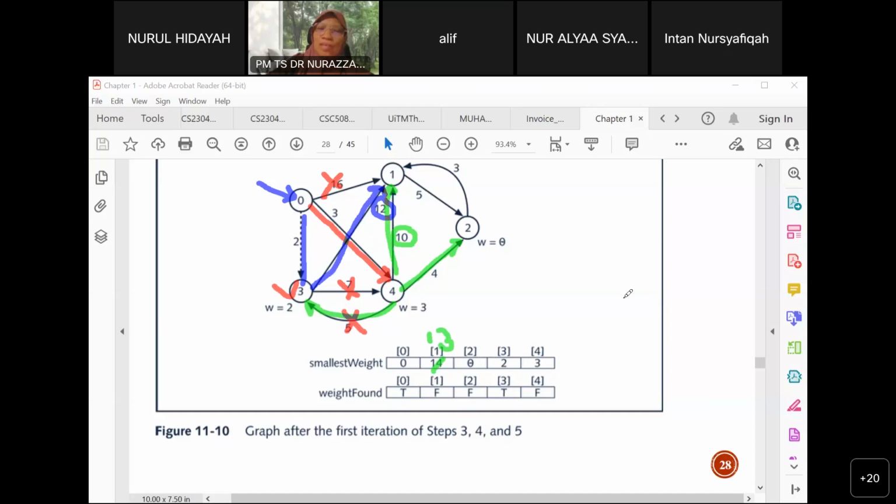Okay, and then to go to vertex 2. Sorry, that was vertex 1. Vertex 2 does not exist yet earlier. So to go from vertex 0, vertex 4, to vertex 2, what is the total? 7, right? This 3 plus 4 is 7. So we can update the table. To go to vertex 2, we can follow the path 0, 4 and 2. That means 7.